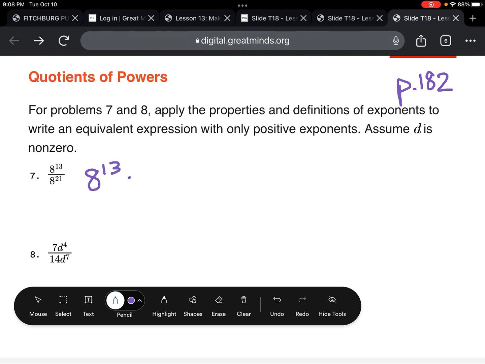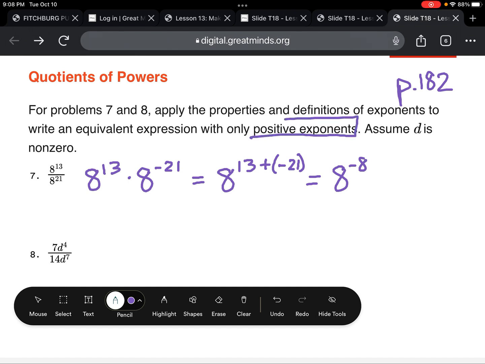Again, 8 to the 13th power times 8 to the negative 21st power. Since I know that I can apply the property for products with like bases, I can say this is the same thing as 13 plus a negative 21, or 13 minus 21, which is 8 to the negative 8. We are supposed to be rewriting this using positive exponents. So because this is a negative exponent, I have to put that in the denominator and make it positive.